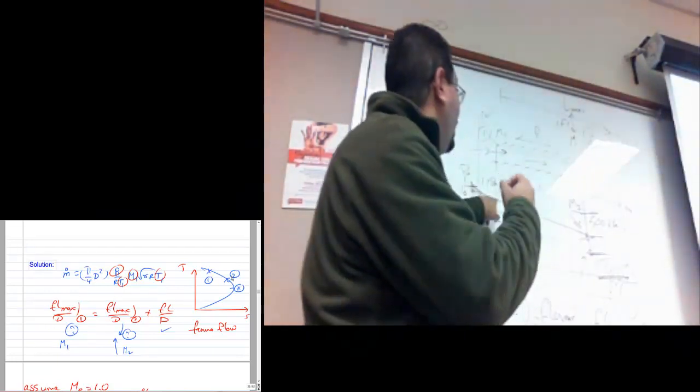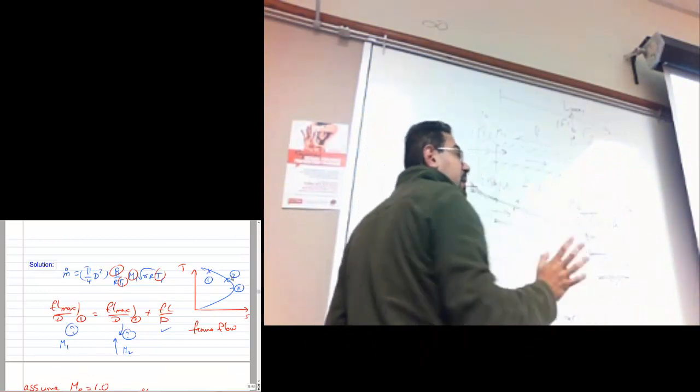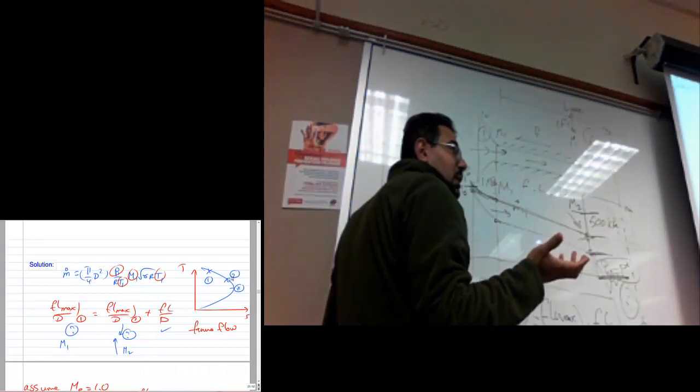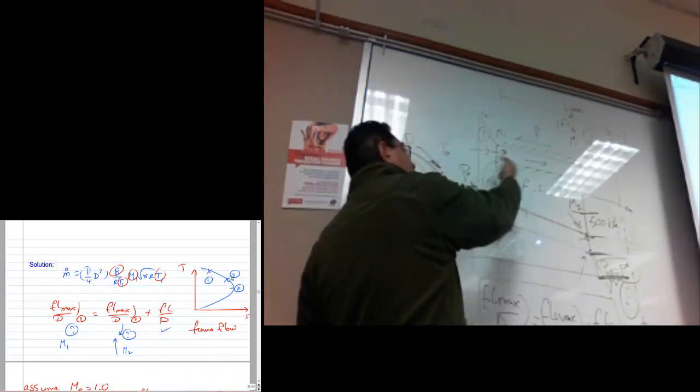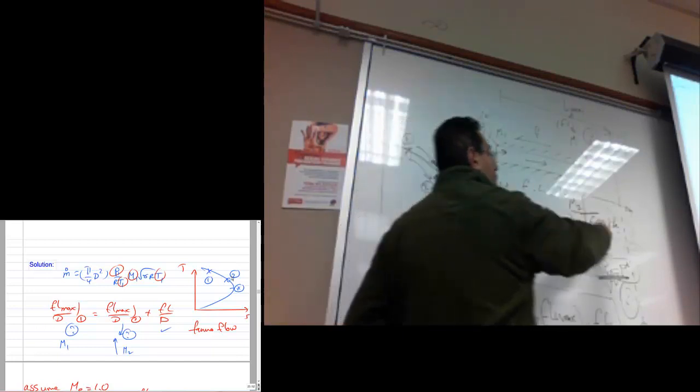Right. So once you know M1, from Fanno flow you can get P1 over P star. That doesn't really help that much yet because we don't know P1 or P star. But you also go back to this nozzle and get P1 over P0. Now you have P1, now you have P star.